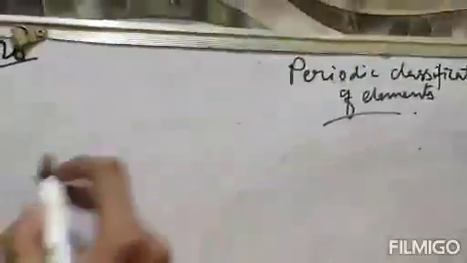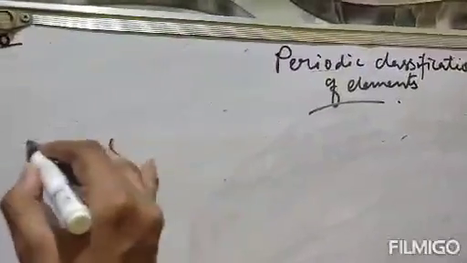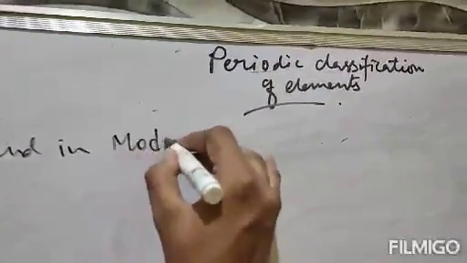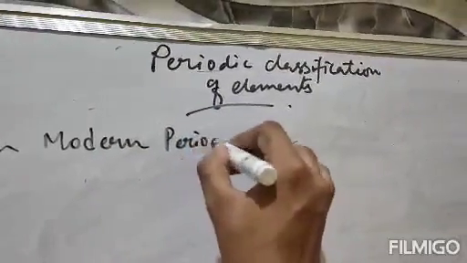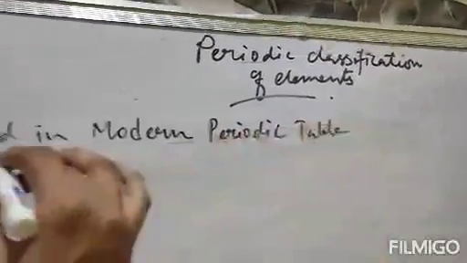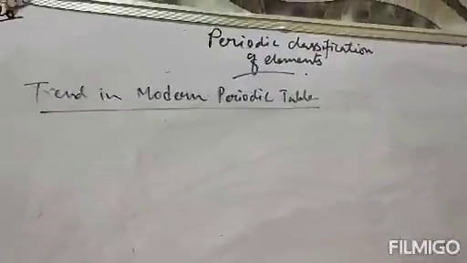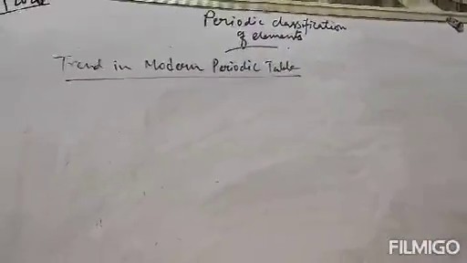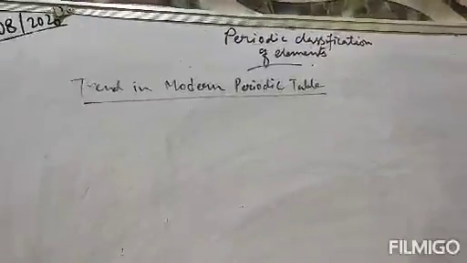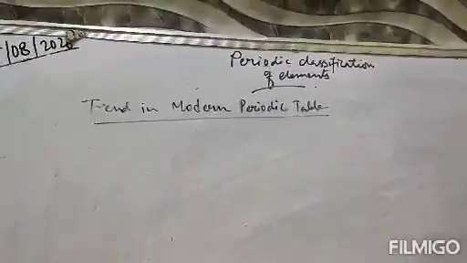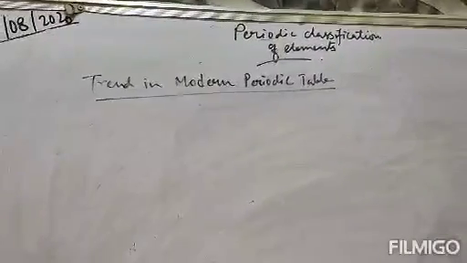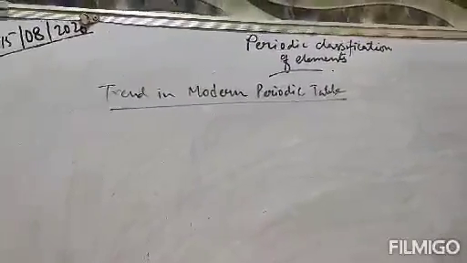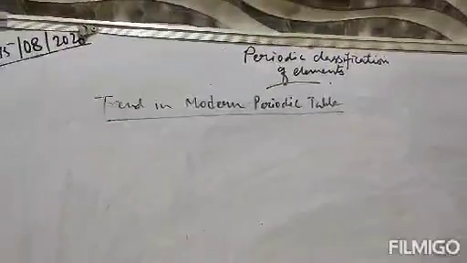Now, the different characteristics of elements that vary in the modern periodic table. So what are the trends of elements in the modern periodic table? In this section we will discuss the different properties and characteristics of elements that are grouped together in the modern periodic table, and how they are classified and rearranged in terms of their chemical properties. That is the trend in the modern periodic table.